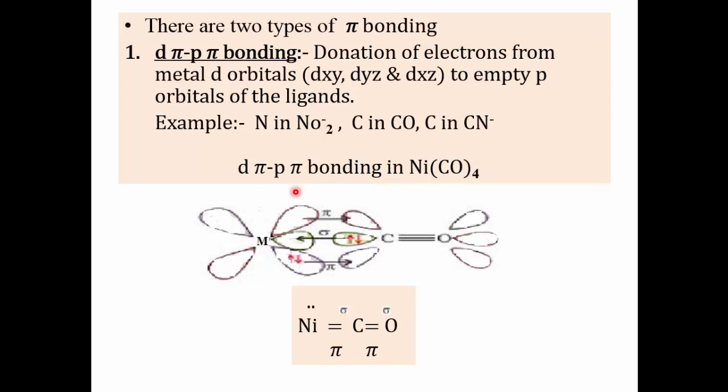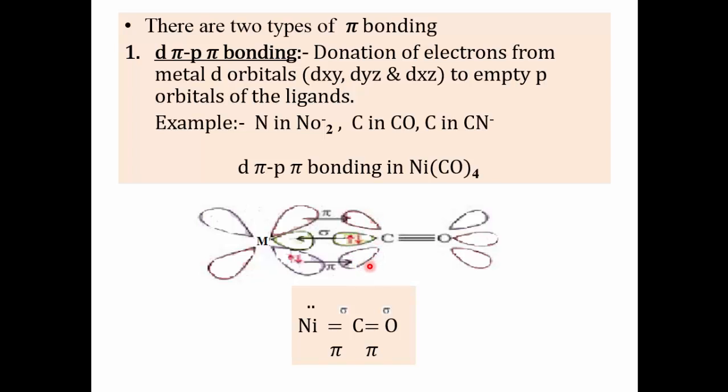Let us discuss this example: d pi p pi bonding in tetracarbonyl nickel. Here this is the metal atom, that means nickel. This is the carbonyl. So the carbonyl has p orbitals in this way, which are empty. These are empty.